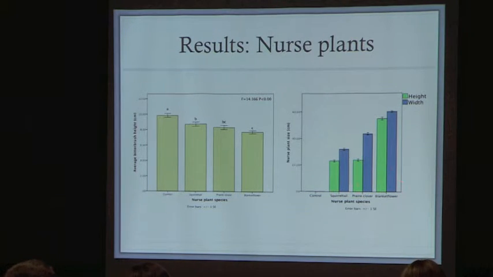Then just to give you an idea of the size of each nurse plant, this graph shows the measurements of nurse plant height and width. You can see that obviously for the control there's no plant there, so it's at 0. And blanket flower was our largest nurse plant. So there appears to be a negative correlation between bitterbrush height and nurse plant height.